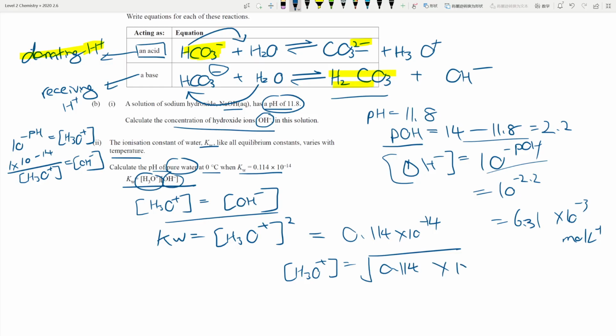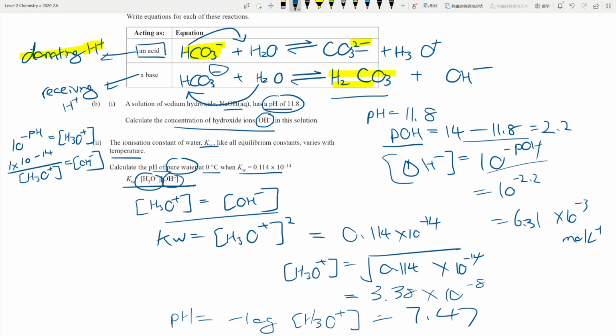You know, this is math. If you need help with algebra, Infinity Plus 1, that's where you need to go. Okay, 0.114 times 10 to the power negative 14, square root this, and I get 3.38 times 10 to the power negative 8 moles per liter. pH equals negative log H3O plus, so you just negative log the entire thing, and the pH is 7.47. Very straightforward, I hope.